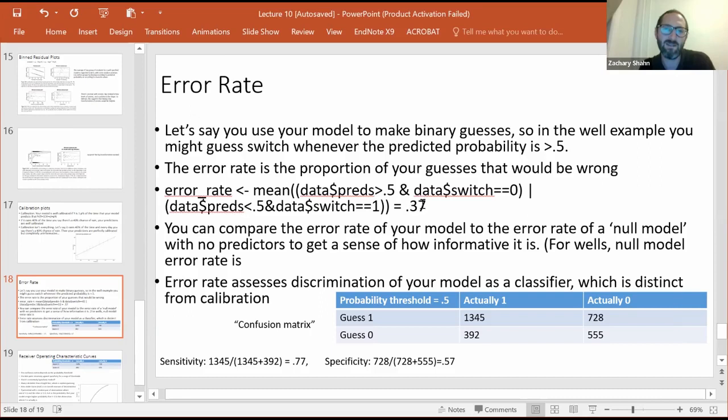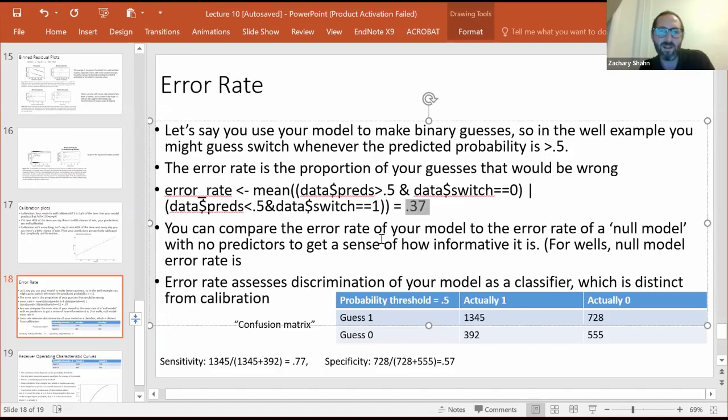In the case of the well switching model, this comes out to 0.37. The error rate is 0.37. So if you follow this rule of guessing switch whenever probability is greater than 0.5, you'll be wrong 37% of the time. So you could compare that error rate to the error rate of a null model, where a null model includes no predictors. So this gets a sense of how informative your model is. The null model in the predicting rain example, if it rains 40% of the time, the null model just says, okay, 40%. You'd guess 40% for every day.